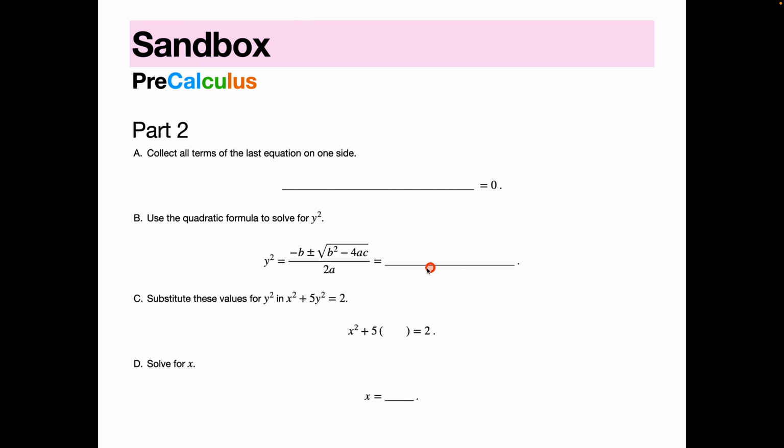You can take these hard values for y squared and you can plug it into the first equation, or the first equation we worked with, x squared plus 5y squared equals 2. Since these are hard values, we now have an equation for which we can solve for x. Solve for x.